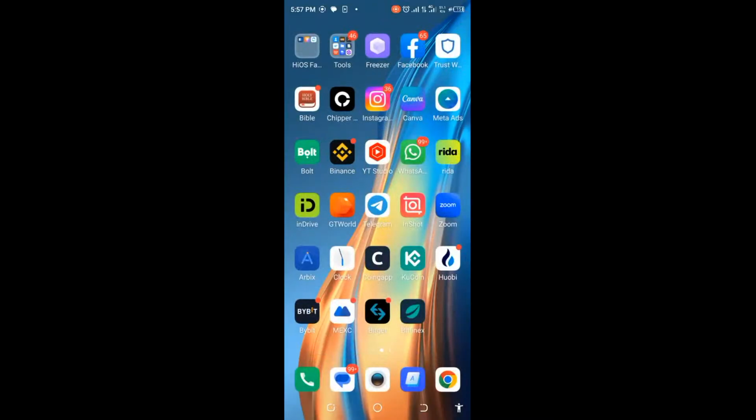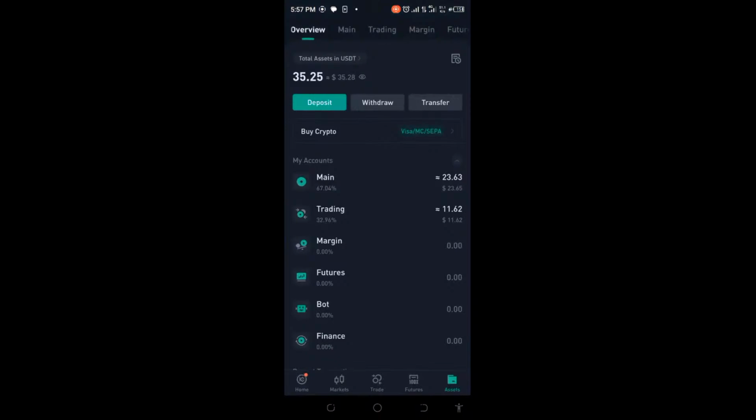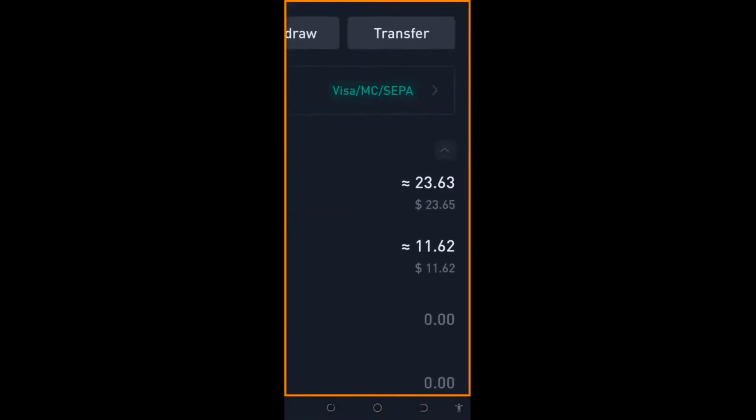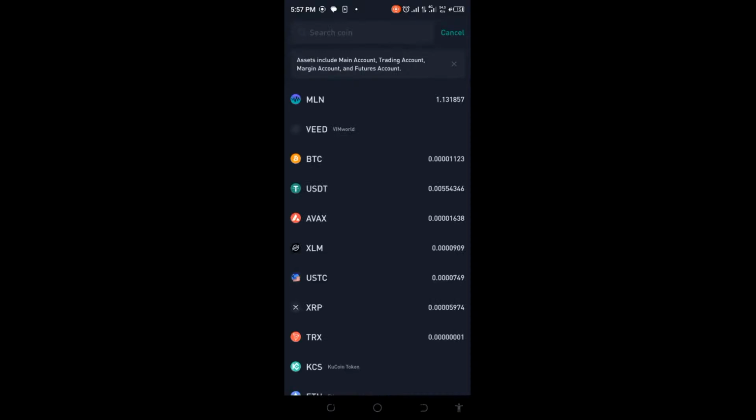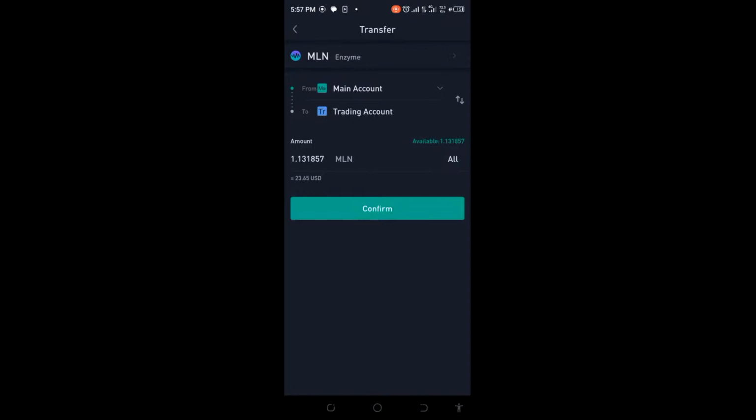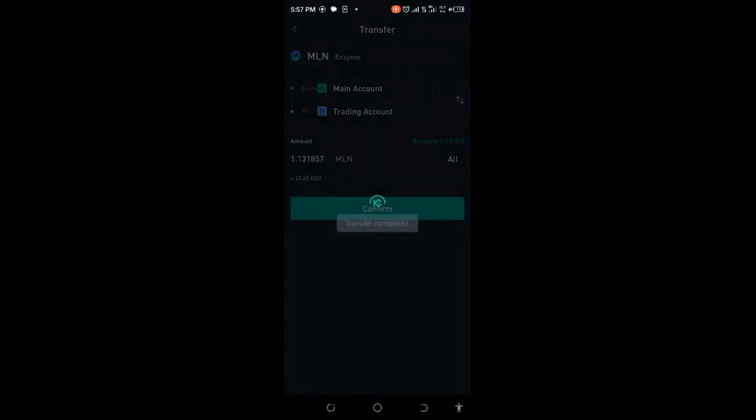So let's go back to KuCoin and see what we have here. What we have returned is 23.65 or 23.63 approximately. Let's just say 23.6. So like about 30 cents or 25 cents. Okay, so now what we need to do is transfer this. We're going to have to transfer this, right? So what do we have here? We have 1.13, so we're just going to put that 1318.